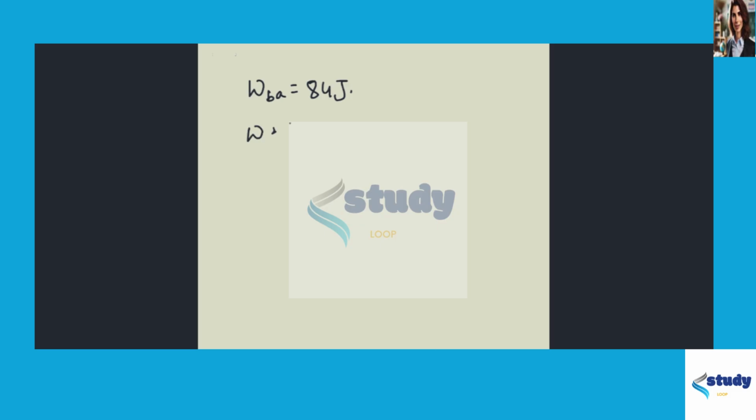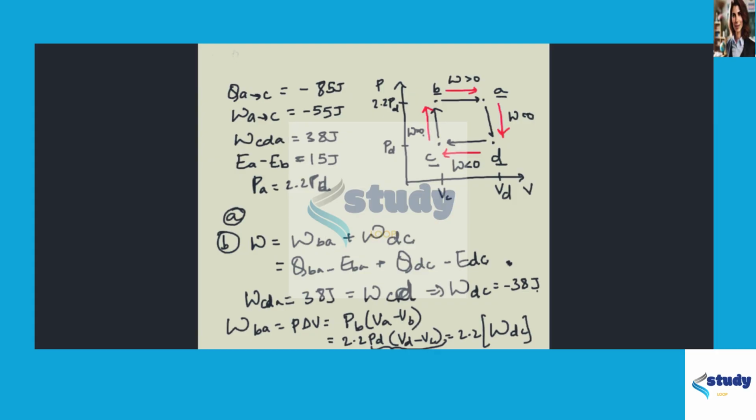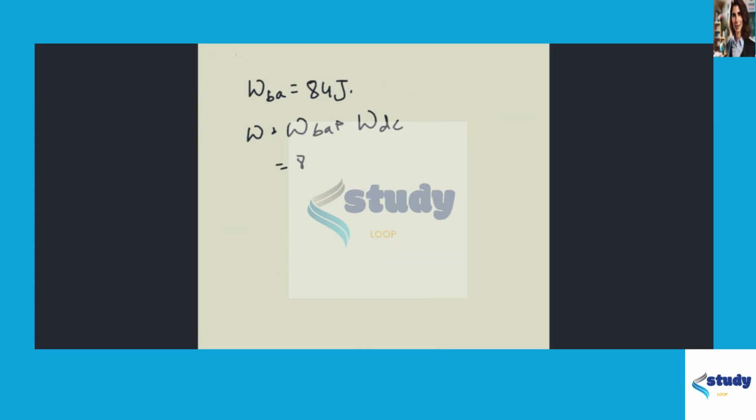Therefore, the total work done is work done during BA plus work done during DC. So that's 84 minus 38, which is 46 joules. For part C, we want to find the total change in internal energy. Because the internal energy depends only on the state of the system, for a closed loop the system comes back to its original state, which means the change in internal energy is zero.